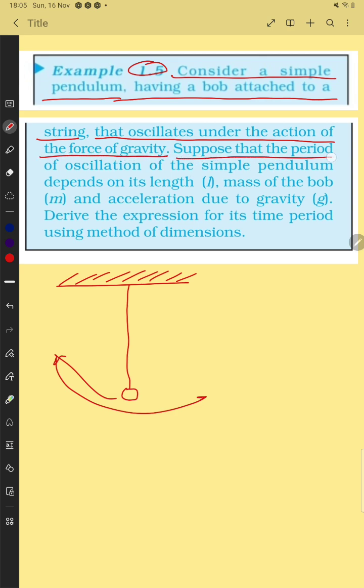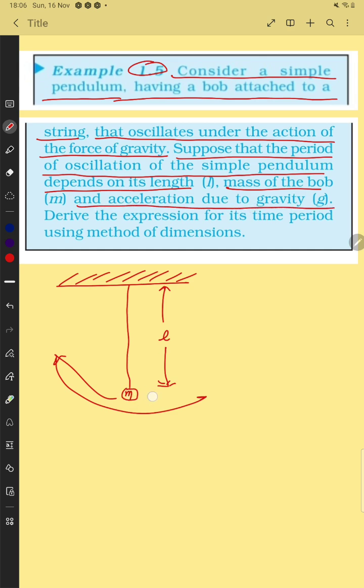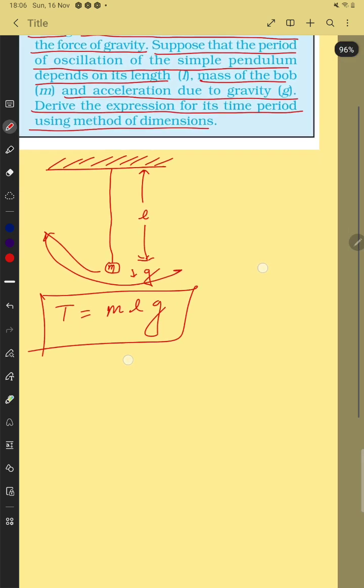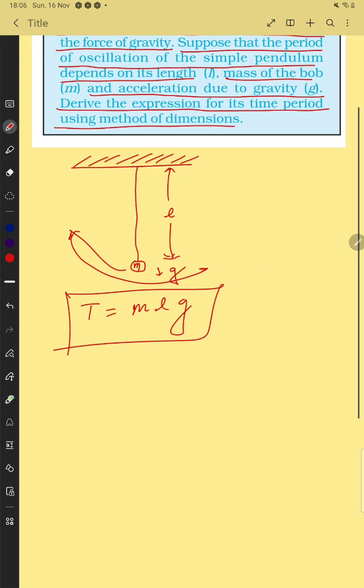Suppose that the period of oscillation of the simple pendulum depends on the length, the mass of the bob, and the acceleration due to gravity, g. Here gravitational force is acting. Derive the expression for its time period using the method of dimensions. So you have to derive it in terms of M, L, g, and see how the time period is related to all these things, students.